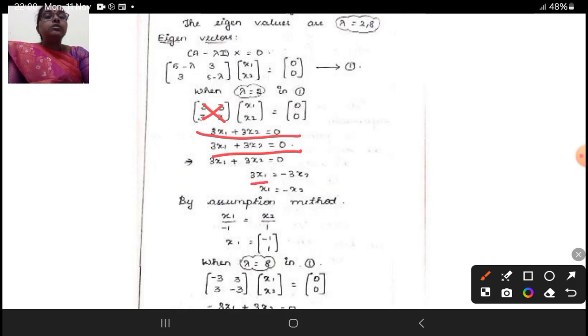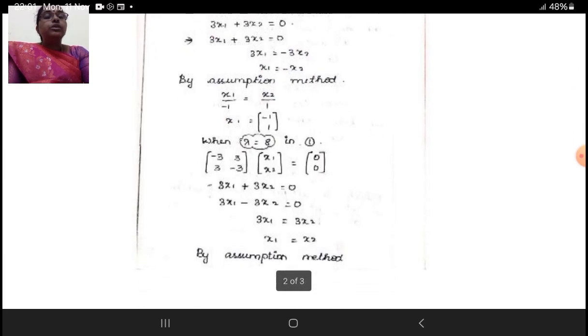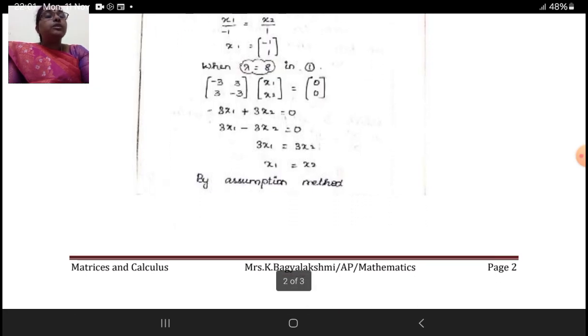Take 3x1 on the left-hand side, and the 3x2 term to the right side. Cancelling the 3, we get x1 on the left and minus x2 on the right. By the cross multiplication method, x1 divided by minus 1 and x2 divided by 1. So x1 is equal to minus 1 and x2 equal to 1. We got the first eigenvector.